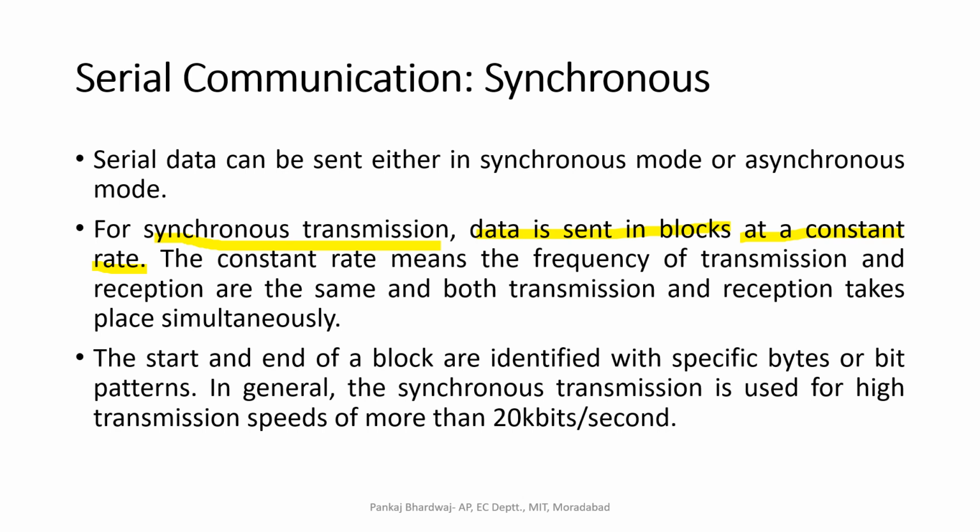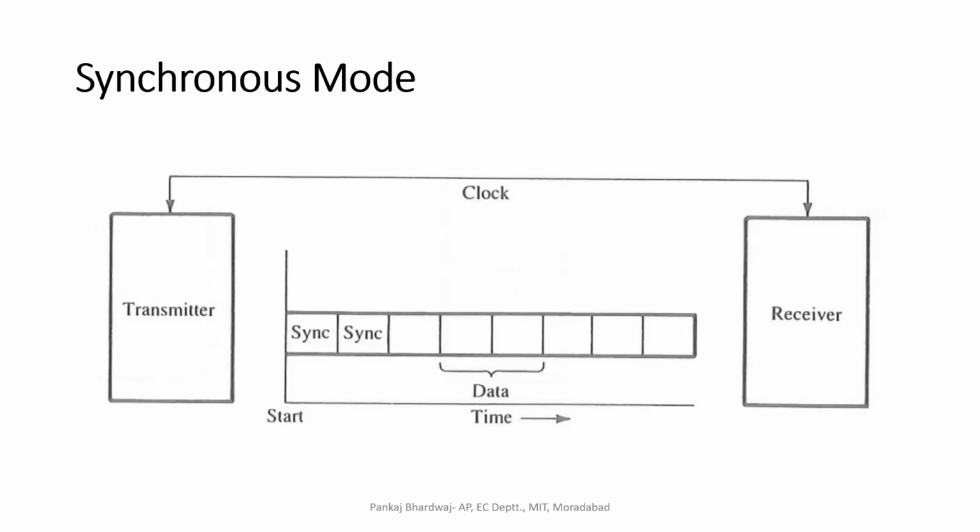The constant rate means the frequency of transmission and reception are the same, and that is why transmission and reception can take place simultaneously. The start and end of the block are identified with specific bytes. When we design a block containing data bits from different channels, we need to add some specific bytes at the start as well as at the end of the packet, so that we can understand that one block is completely received. Synchronous transmission is used for high transmission speeds, more than 20 kilobits per second. If we want to transmit more than 20,000 bits per second, we should use synchronous transmission. If we want to achieve less speed, then we can use asynchronous as well.